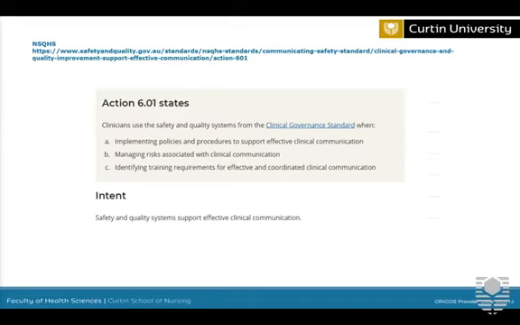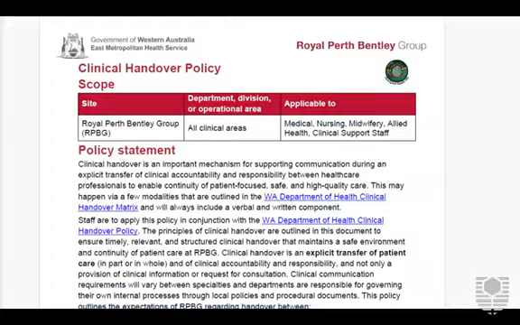So what I would like you to do is go and have a look at the communicating for safety standard from the NSQHS. That is then translated at the health service level and then at the hospital level.